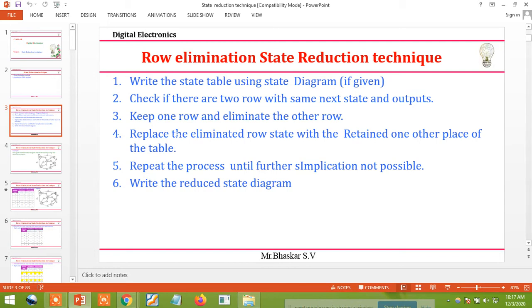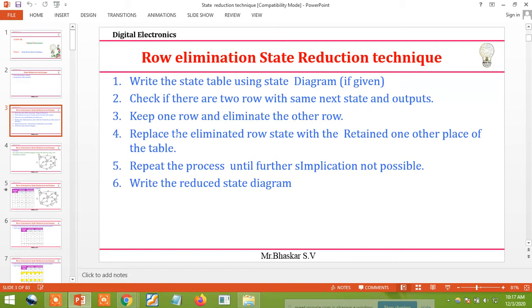Third step, keep one row and eliminate the other row. Once you eliminate it, then replace the eliminated row's state with the retained one in other places of the table. So in the remaining places of the table, wherever that particular state is there, you need to replace it. I'll explain how to do this process when we come to an example. And fifth, repeat the process until further simplification is not possible. And sixth step, we need to write the reduced state diagram.